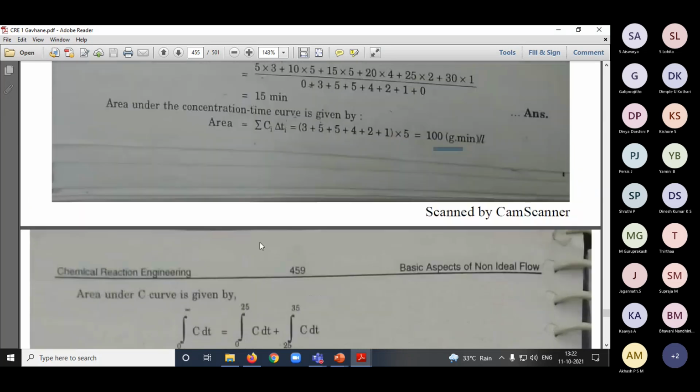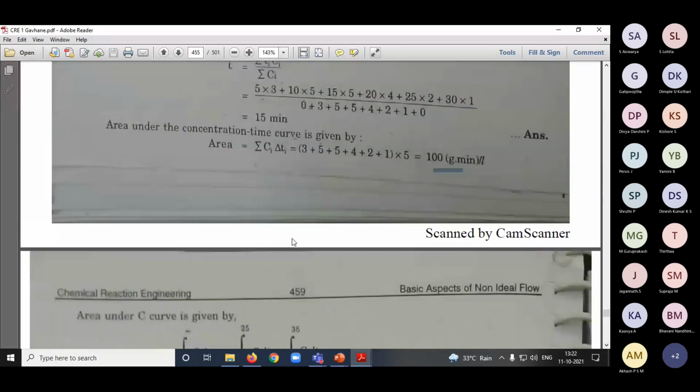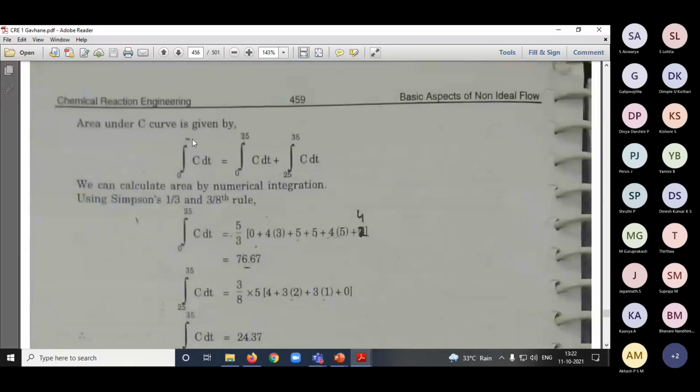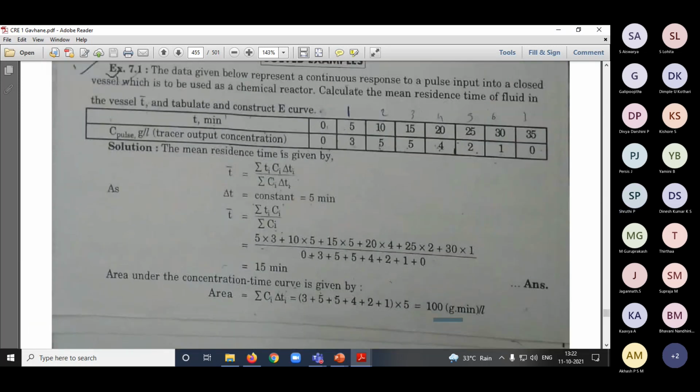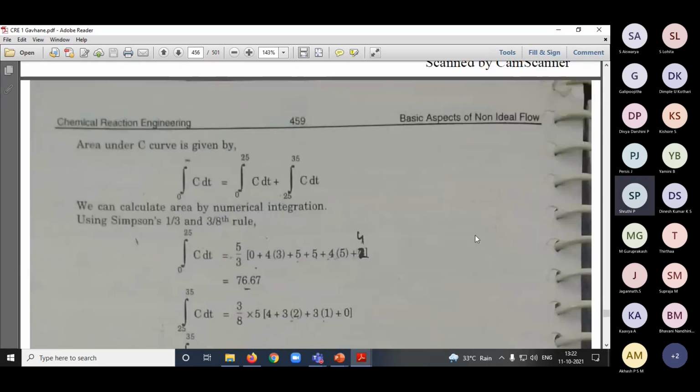What we do is we try to split this particular thing. Instead of going from 0 to infinity, we go from 0 to 25 and 25 to 35. 25 to 35 because you are having 35 as the limit here, right? So 0 to 25 C dt and 25 to 35.